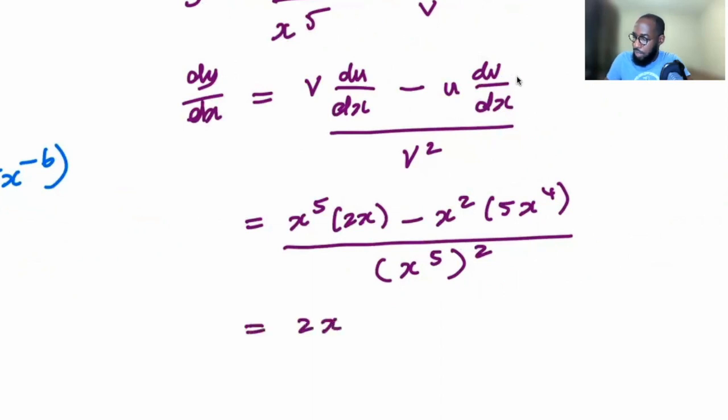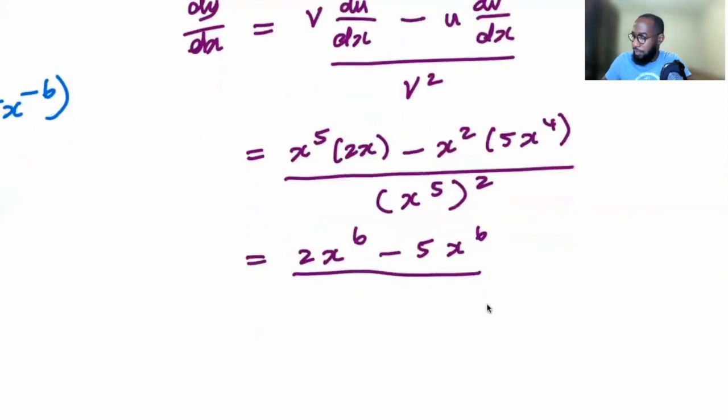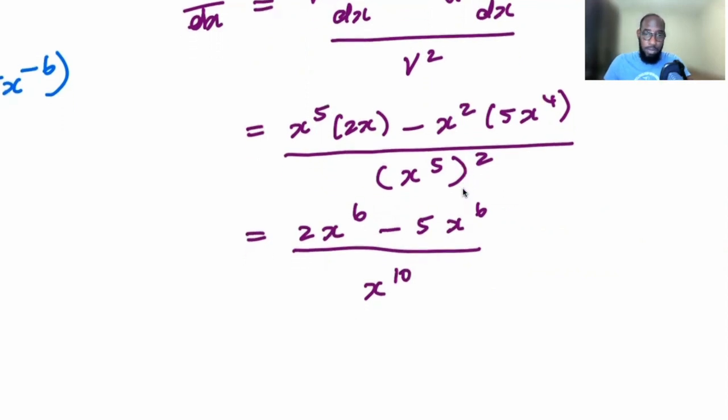We have 2x to the power 6 because 1 times 2 is 2. Laws of indices, you add the powers, x to the power 6, minus 5x to the power 6. So 1 times 5 is 5. Laws of indices, x to the power 6, all over we have x, don't need to put the brackets, to the power 10. 5 times 2 is 10, laws of indices as well.